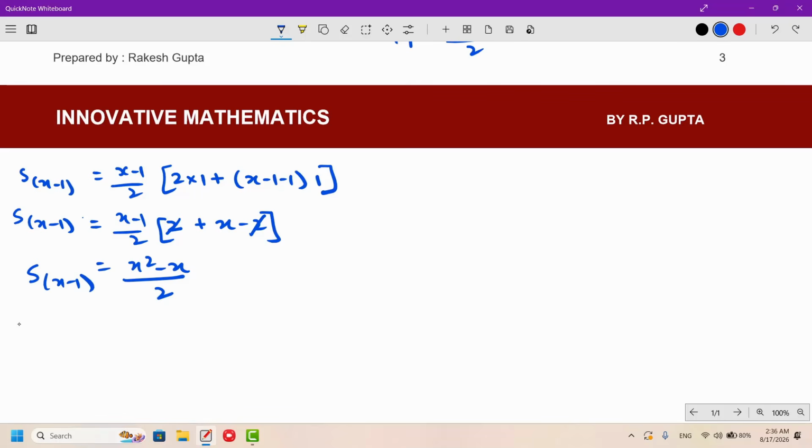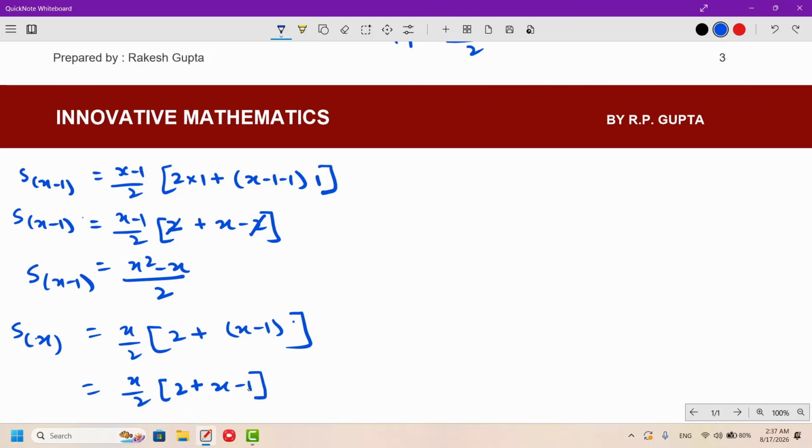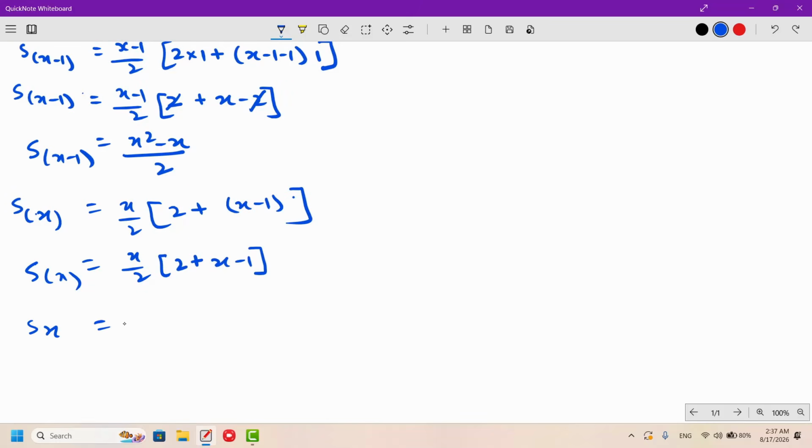Now we will get Sx. So this is x by 2 into (2a, 2 plus (x minus 1) into d, where d is 1). So x by 2 into (2 plus x minus 1), that is, Sx is equal to x by 2 into (x plus 1). So this one is (x square plus x) by 2. This one is Sx.